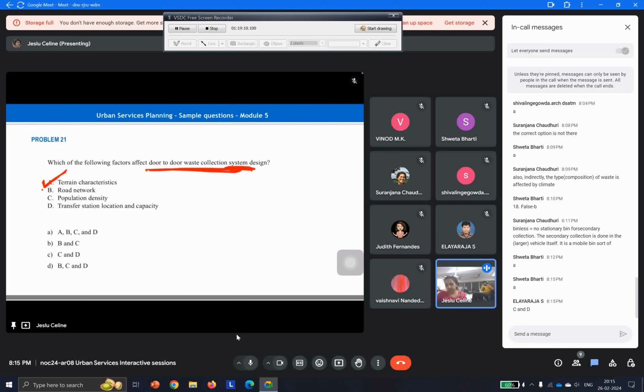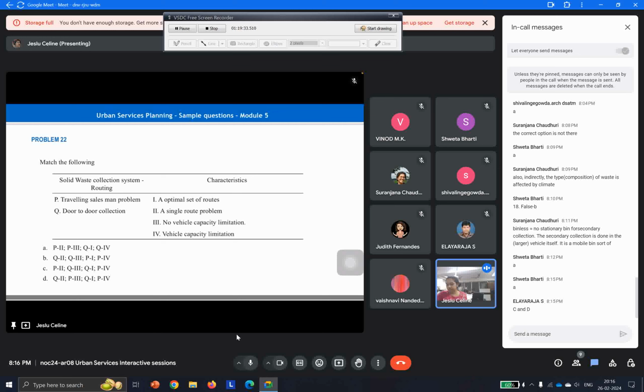Road network, yes, that also influences. Population density, yes, that influences because more population, more waste will be generated. Transfer station location and capacity is also important because you're designing the whole routing, and the vehicle fleet routing problem also is done under a whole system design. So all of them, it's A, B, C, and D. It's not just C and D. Right. Let's go to the next question.